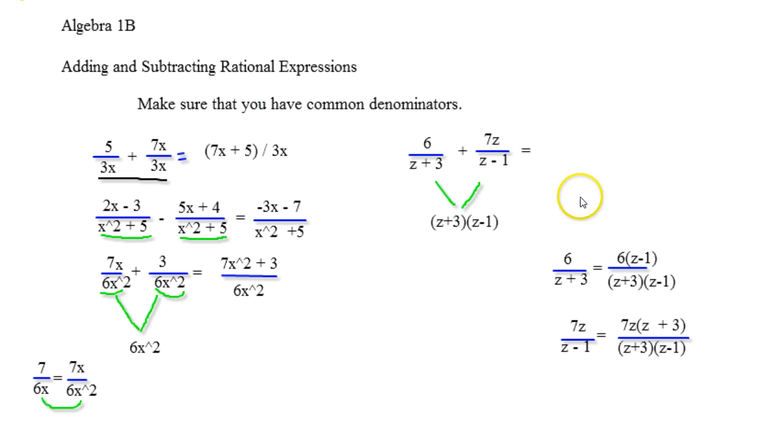Now all I'm going to do is add the tops. I already know what the bottom is going to be. I know the bottom is going to be z plus 3 times z minus 3. So parentheses z plus 3, z minus 1 on the bottom. Okay, now on the top, I can go ahead and distribute this if I want. I'm going to have 6z minus 6 plus 7z squared plus 21z.